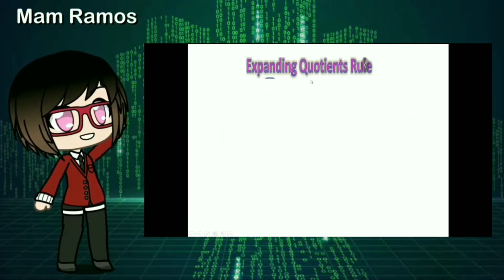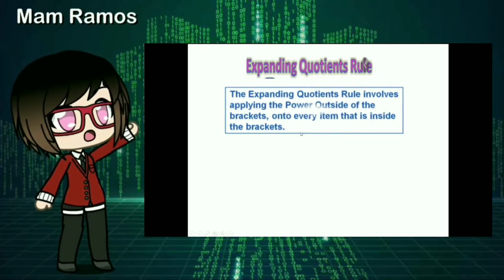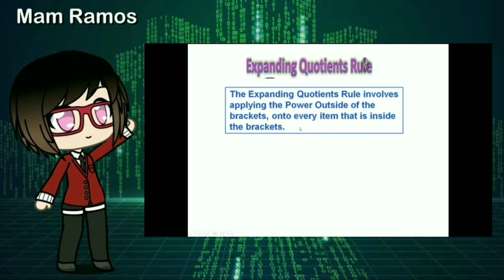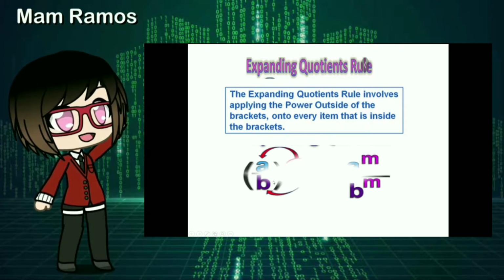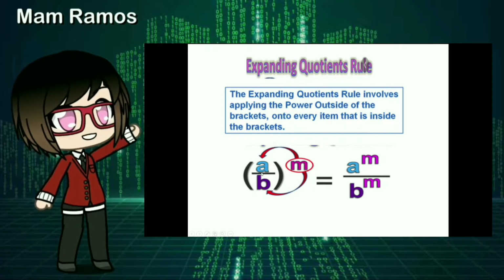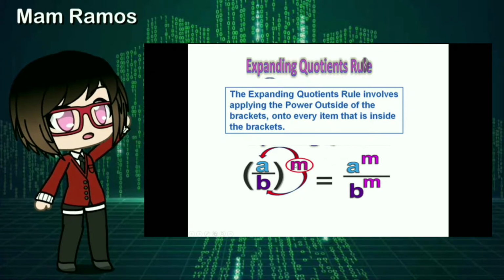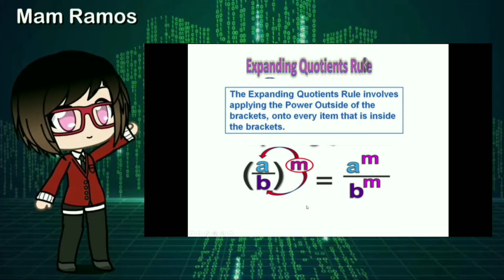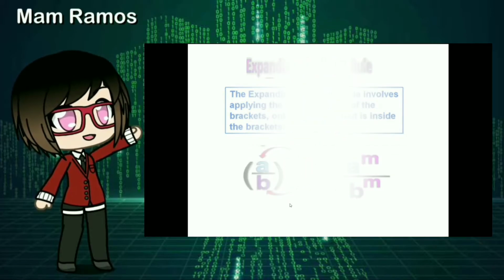We can also have the expanding quotient rule, the same as in the division rule. The expanding quotient rule involves applying the power outside of the brackets to every item that is inside the brackets. We have also the pattern similar to the division rule. We have the quantity a over b raised to the m power. We will raise a to the m power, which will be equal to a to the m over b to the m power.